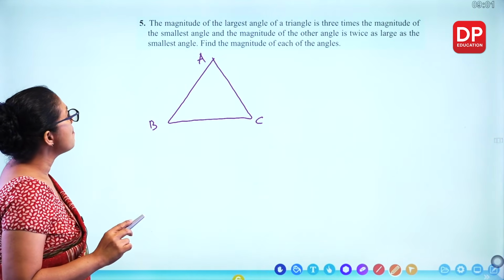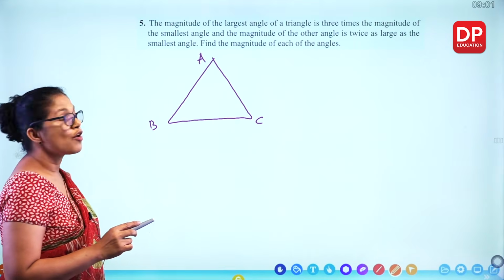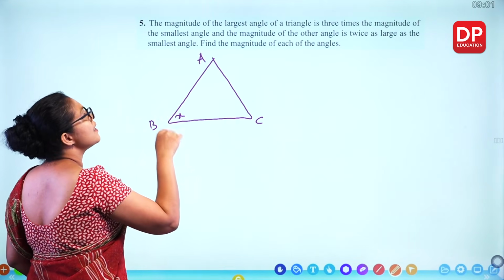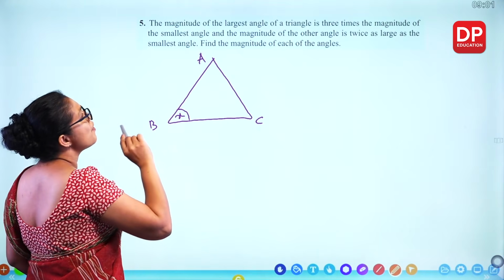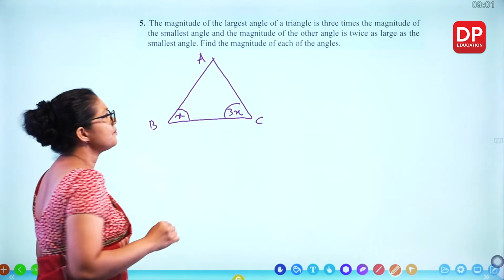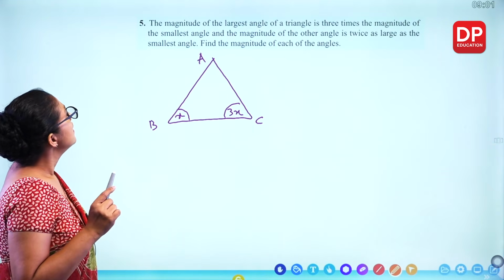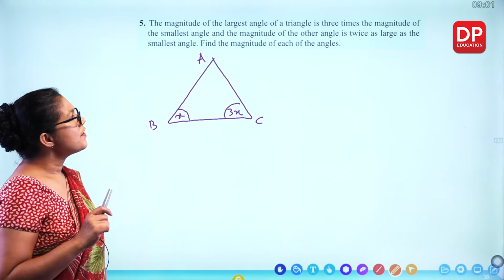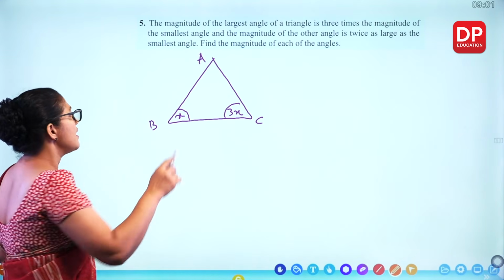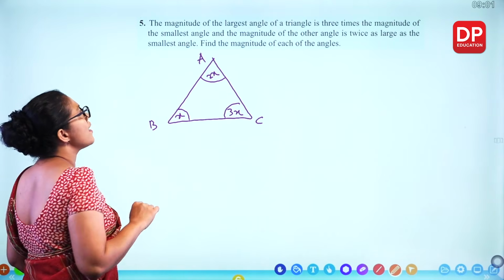So here the magnitude of the largest angle of a triangle is 3 times the magnitude of the smallest. We'll take the smallest one as x. Then what's the largest one? 3 times bigger. So I can write 3x. And what about the other information given? The magnitude of the other angle is twice as large as the smallest angle. If the smallest angle is x, this becomes 2x.